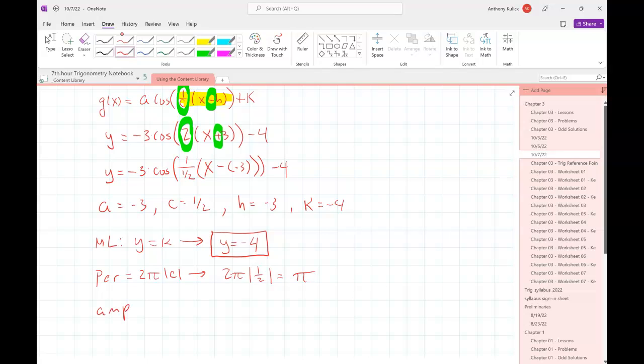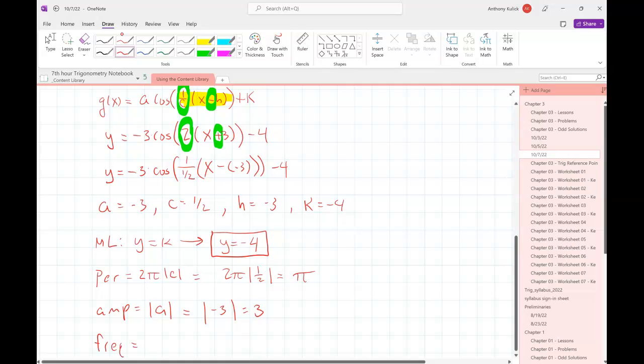And then the amplitude was the absolute value of A. And the A in our case was -3. So my amplitude is 3. And then the frequency, how do I find the frequency? Just 1 over the period. So 1 over pi.